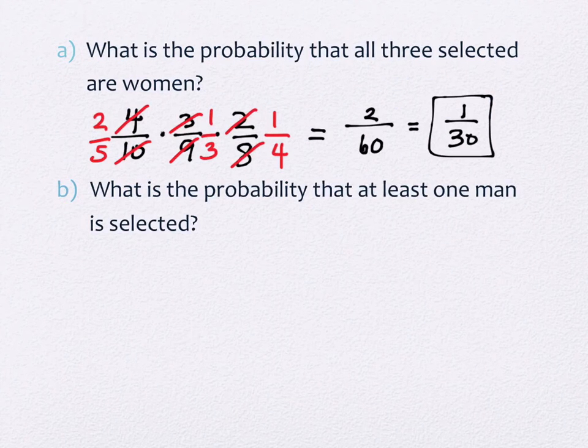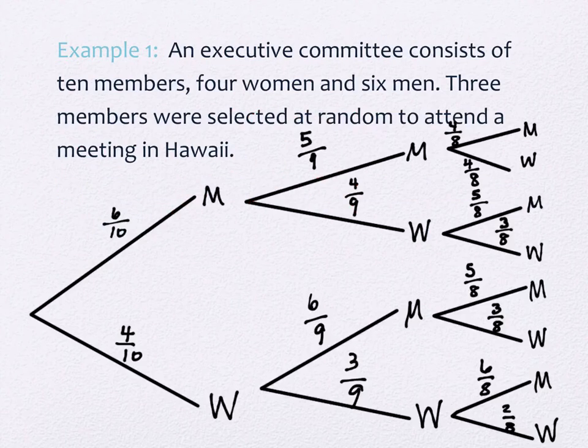Next question. It says, what is the probability that at least 1 man is selected? So I want you to look back at your branches and tell me which branches have at least 1 man on them. All of them except the women one. And that's actually a really good way to think about it. Instead of considering all the ones that have a man along the branch, let's consider the one that doesn't. There's only one that does not have a man on the branch, right? The very bottom one that we already looked at.